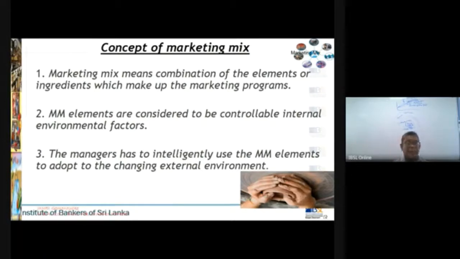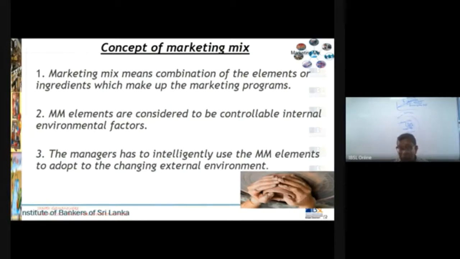Second, marketing mix elements, as I explained, are considered to be controllable internal environmental factors. Why do you say internal? Because you can do it within the organization. Third, managers have to intelligently use the marketing mix elements to adapt to the changing external environment.